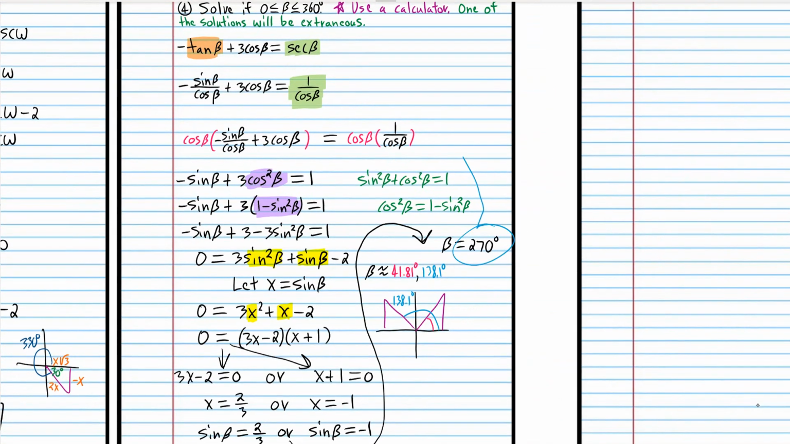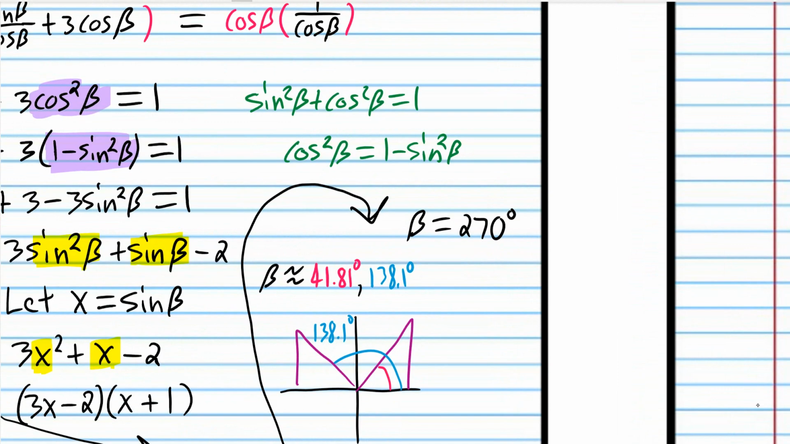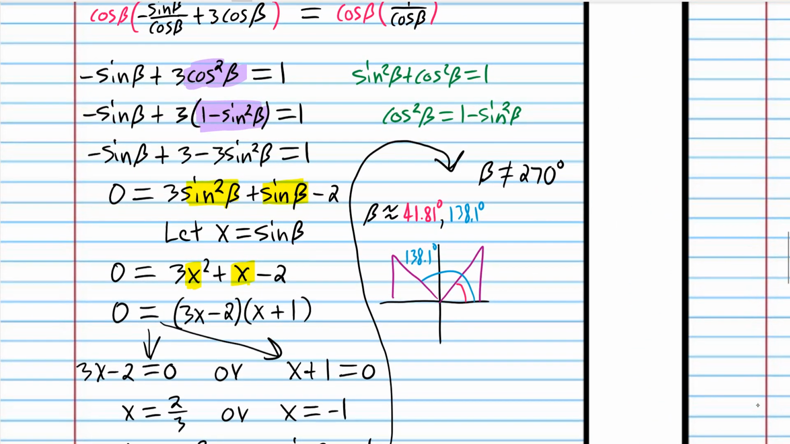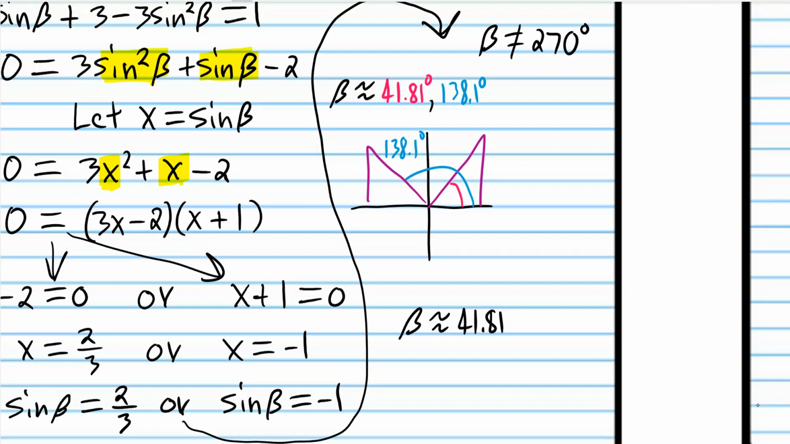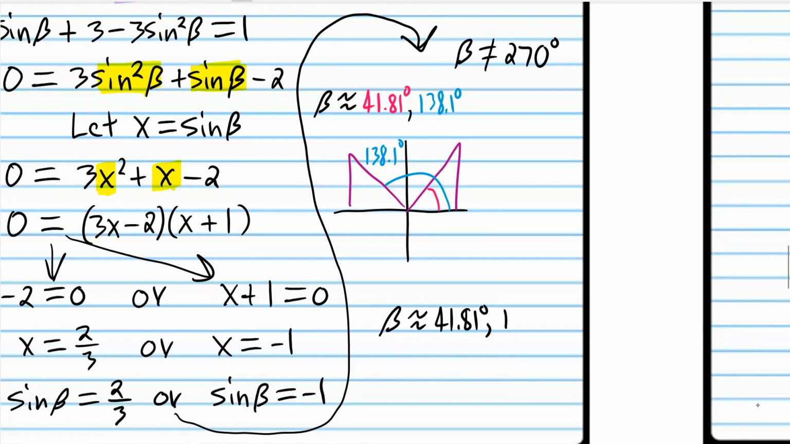Now when you plug this in, you're going to find that we're going to get 0 in the denominator. Cosine 270 degrees is actually 0, but you can't have 0 in these denominators here. So that's an extraneous solution, so we're going to write not equal to 270 degrees. But these solutions will work. It doesn't tell us what to round off to. We can use our own discretion.